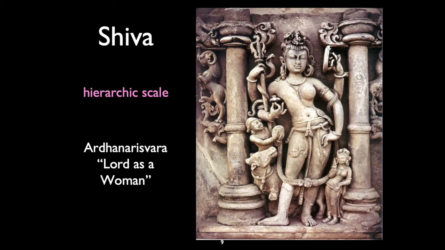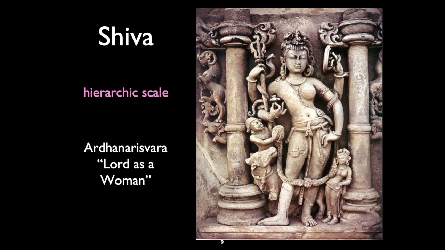Another important aspect of Shiva is Shiva representing both male and female deities. Here he is called Ardhanarishvara, the Lord as a woman. Now, I must make it abundantly clear: Shiva is male. He is explicitly male, represented by the erect penis. But in this case, he also has within him his feminine side, which is known as Parvati, represented by the mirror held in the hand in the back on the right of this image.